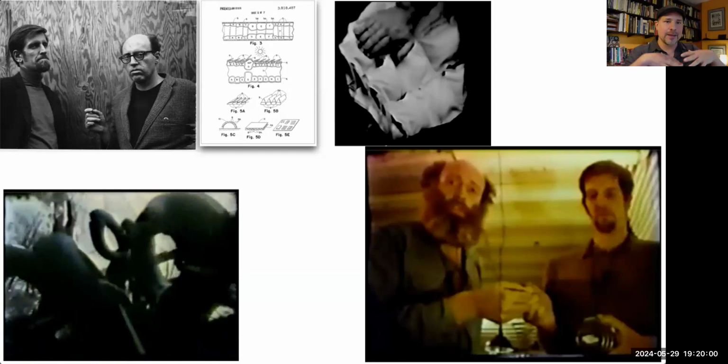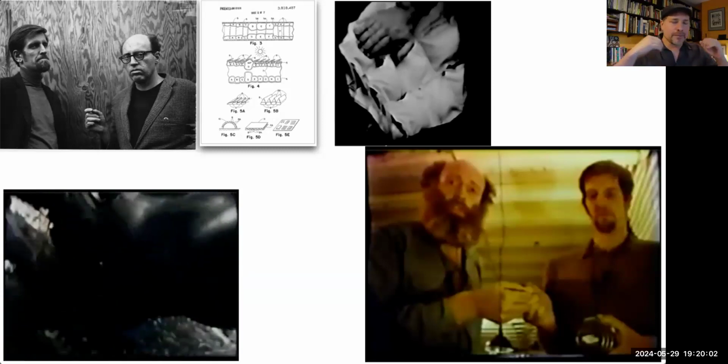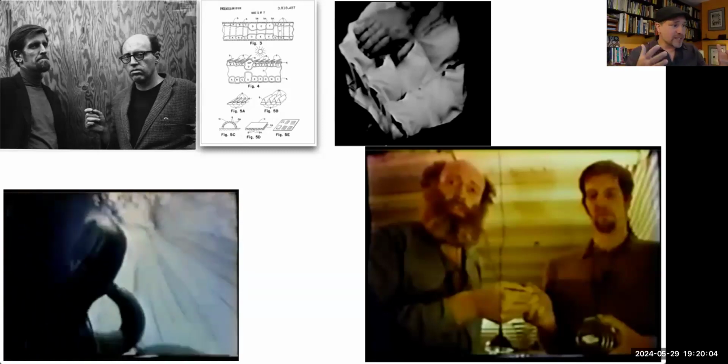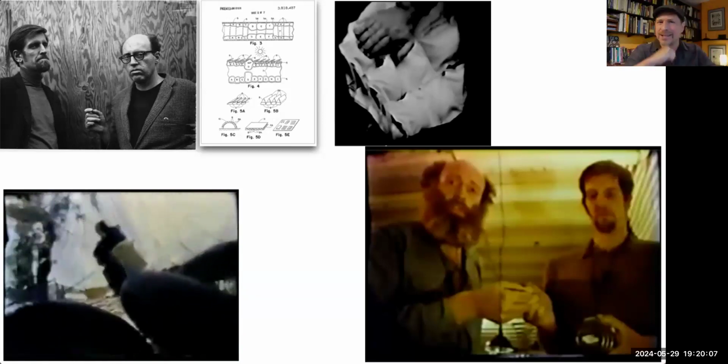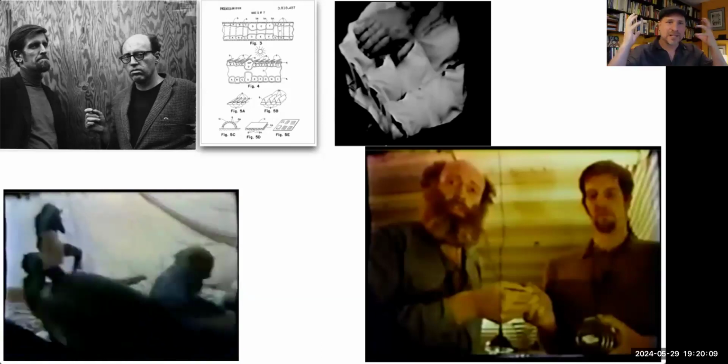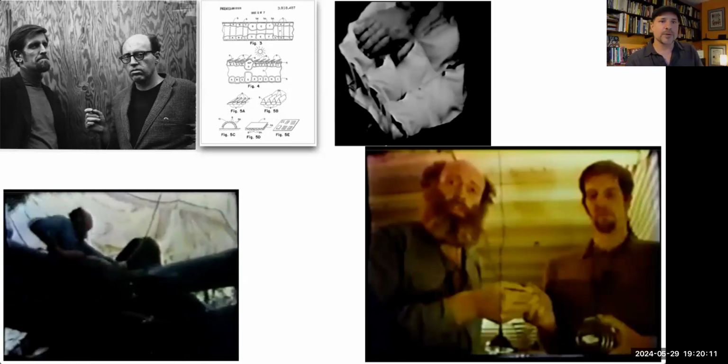His family owned it, and there was a lake there, and there were forests there, and they were doing things outside, and they were messing around with materials, and they were building stuff, and they were doing these explorations.